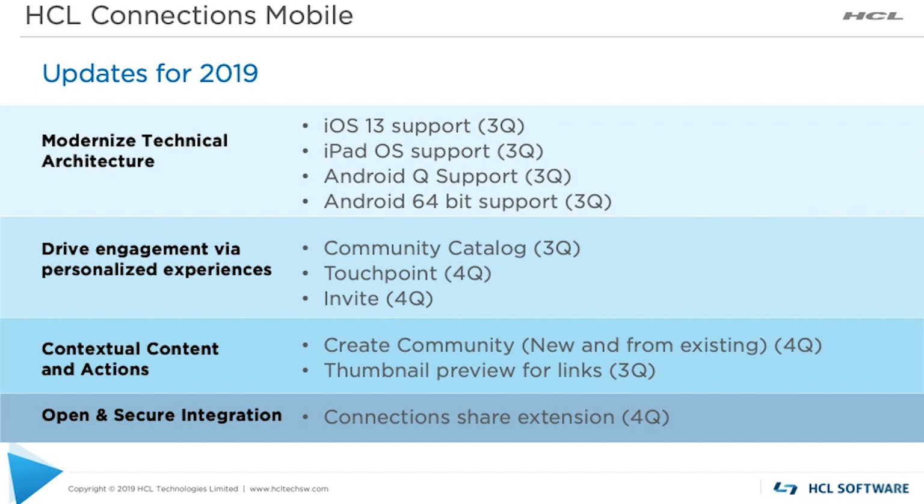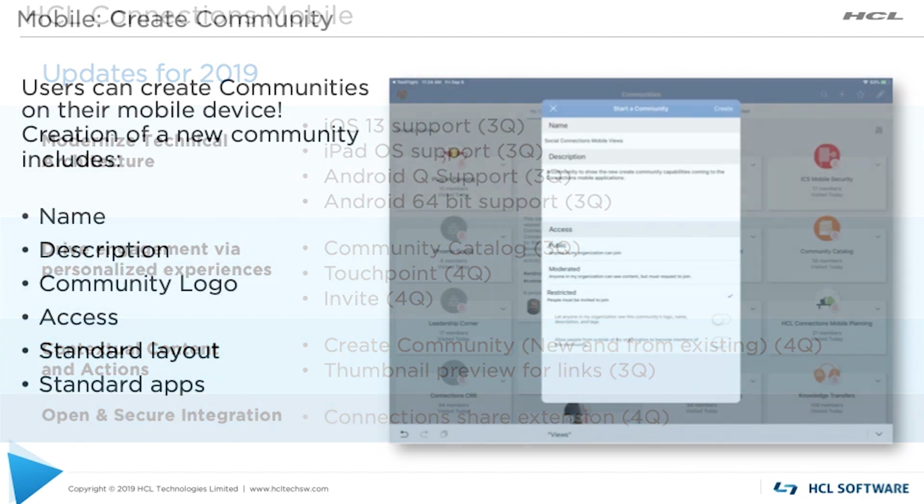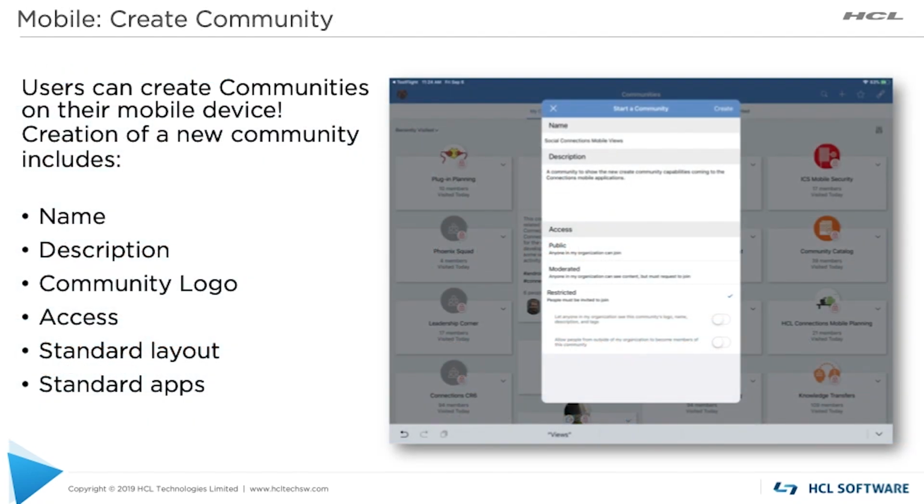We added some updates to the community catalog. I'll show you that. But then we can also, for the first time now, actually create communities from the mobile device. So here we are on a tablet, in this case an iPad, and in the background you see the community catalog page, and you can easily there say create new community, provide the name, the description, what type of access you want to define. So is this going to be a public community, a moderated or restricted one? And then the community will be created.